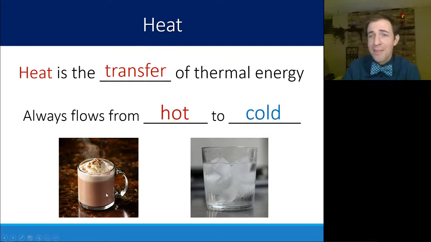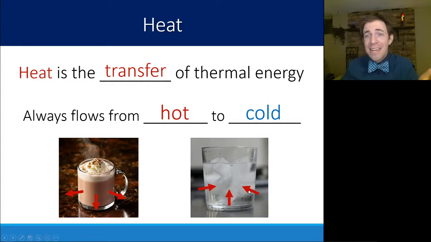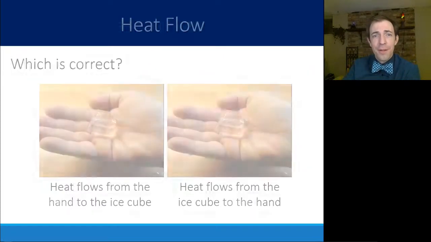So if you have a hot chocolate, the energy flows outward to the surroundings. If you have ice water, the heat energy flows into that ice water. It always will flow from hot to cold.